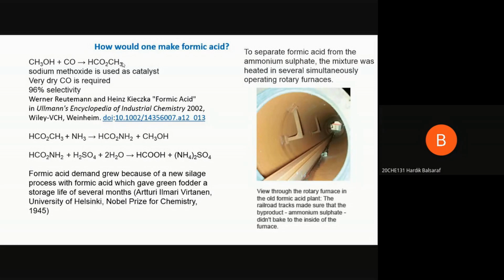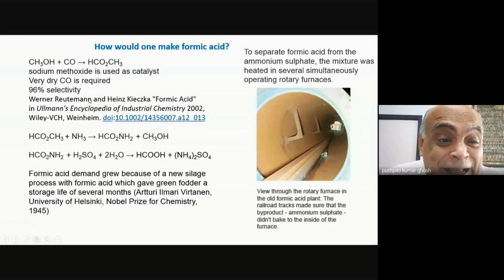Yes, sir. People were then able to actually find a different catalyst, not the rhodium or iridium based catalyst. They were able to take sodium methoxide, a base, as a catalyst, very dry CO, and with 96% selectivity, they could make methyl formate.